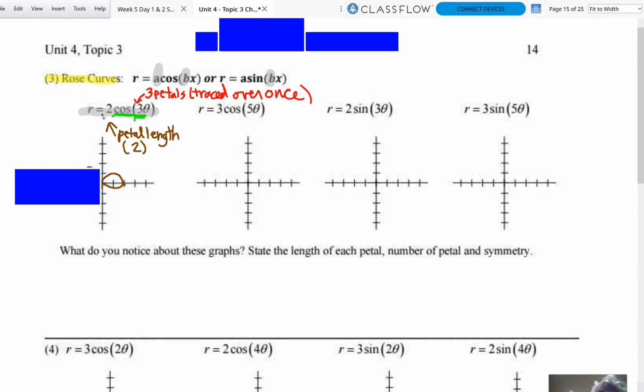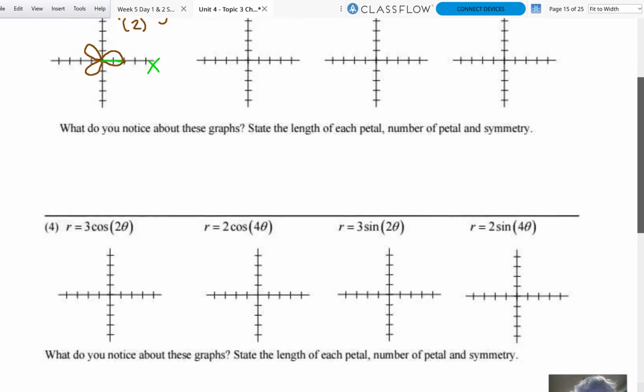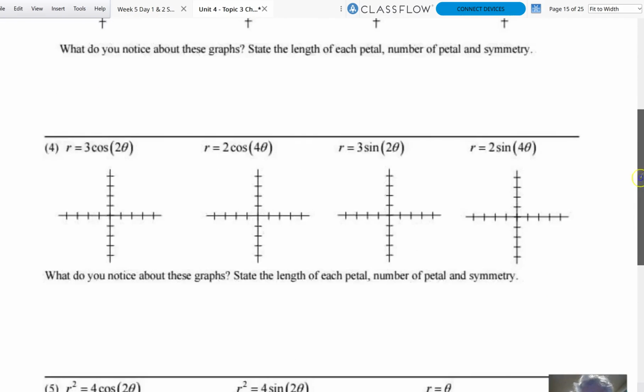And then if I want to complete the symmetry over the x-axis, I'm just going to continue the pattern. 1 petal in quadrant 2, the other petal in quadrant 3. Again, the amplitude represents the petal length, and you can see it here, 0 to 2. The symmetry is over the x-axis. 3 petals representing this B value here, and they're traced over twice. I don't think I have anything else on this page. Let me see. No, I didn't do anything else on this page.